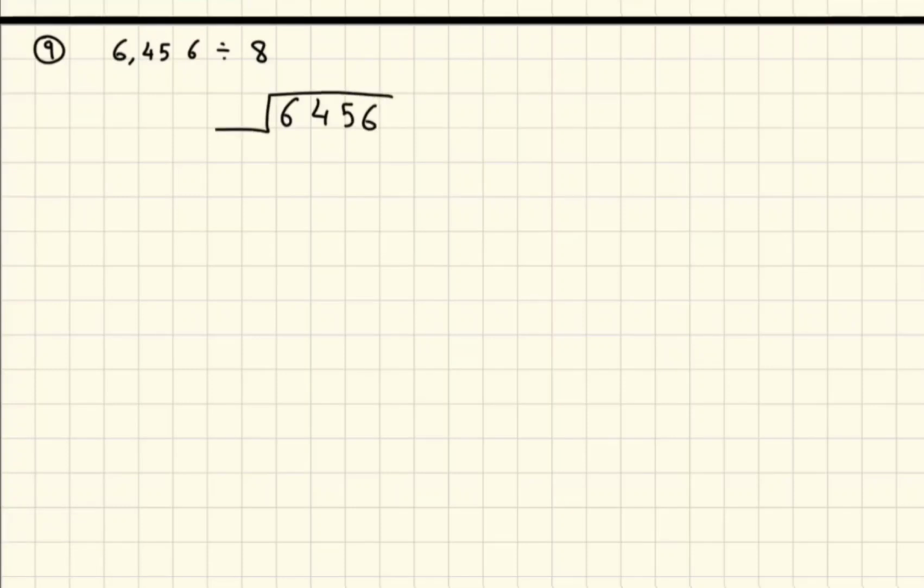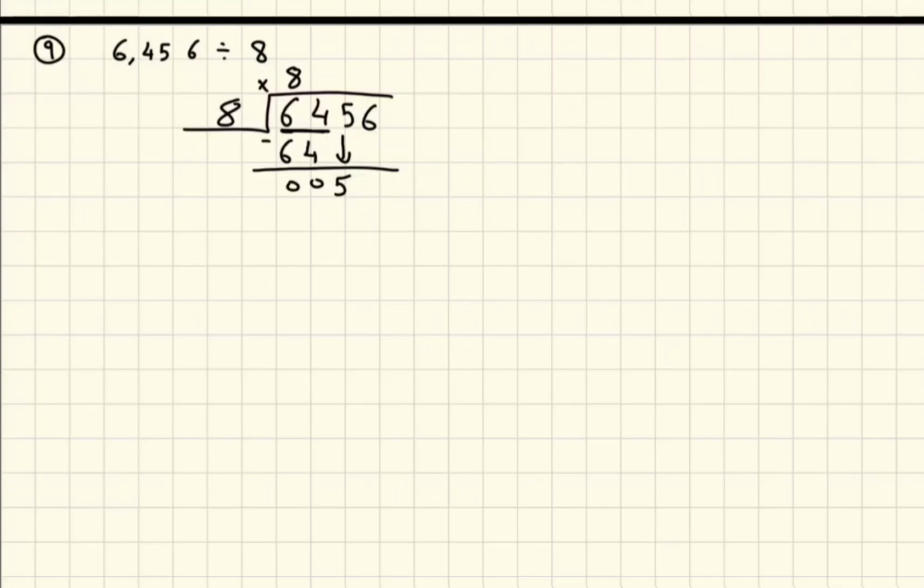6,456 divided by 8. 8 times how much is 6? We don't know. So we cannot take 6 only. We need to take 64. 8 times how much is 64? It's times 8. We subtract. We get 0. Now we bring the 5 down.